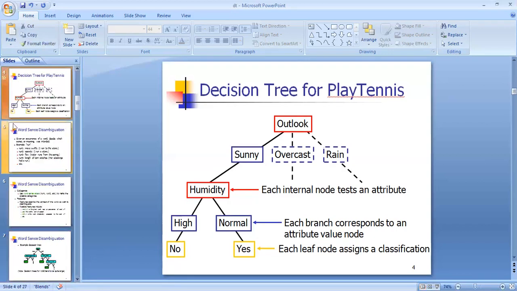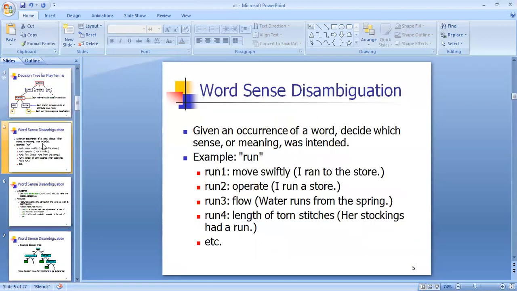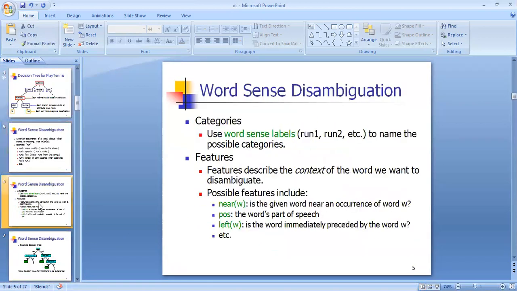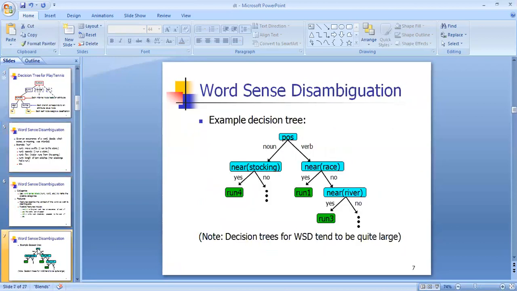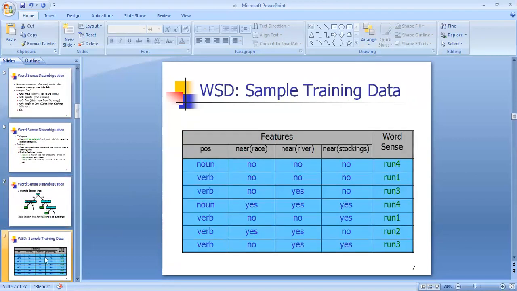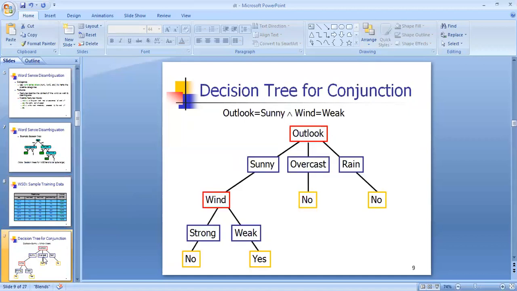Next, you see here an example of decision trees, with position, noun, verb, like this. These are not very important, so I will go with another example. Take this example.